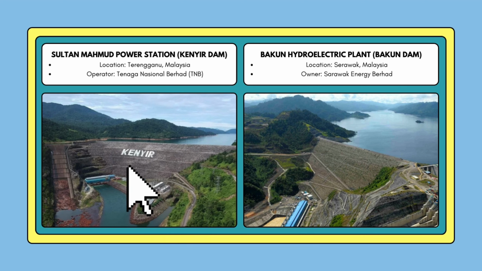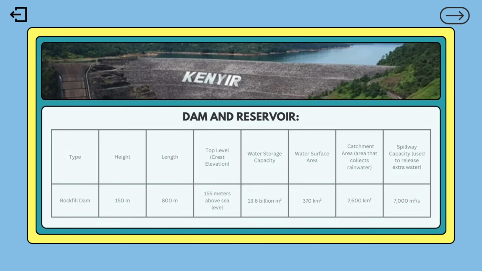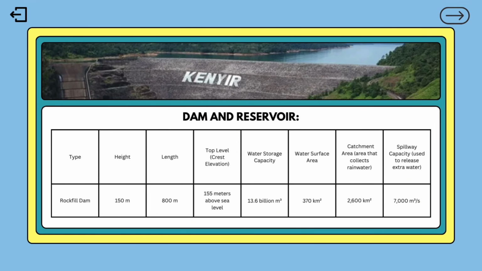This is the Sultan Mahmud Power Station, also called Kenyir Dam, located at Terengganu, Malaysia. It is operated by Tenaga Nasional Berhad. This is a rock-filled dam, which means it is built using rocks and earth. The dam is 150 meters high and 800 meters long. The dam holds 13.6 billion cubic meters of water.